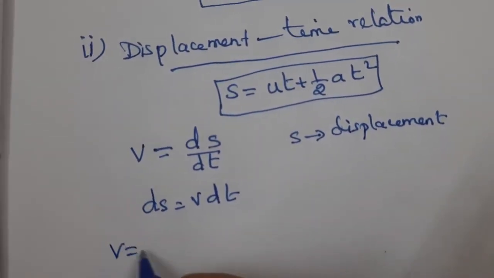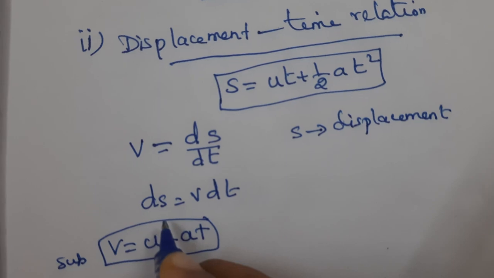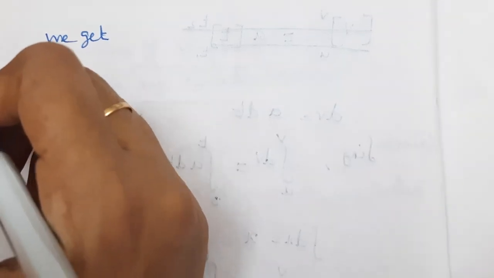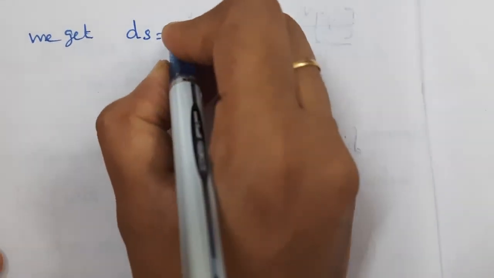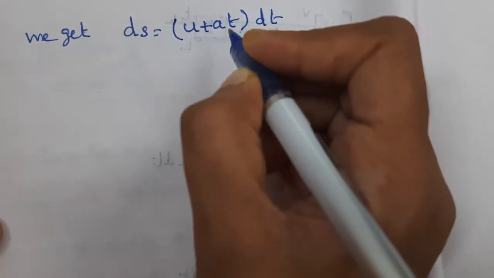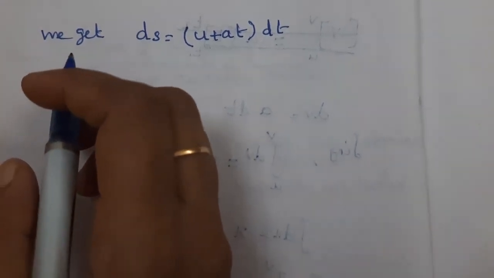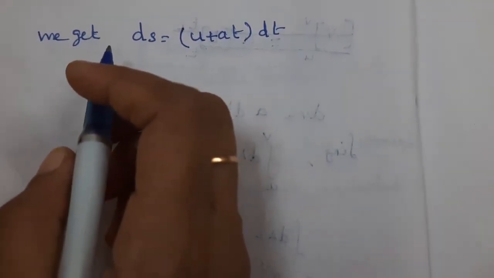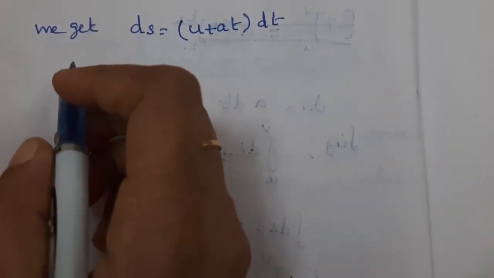Now, substitute v equal to u plus at in this relation, ds equal to v into dt. Instead of v, we substitute u plus at into dt. Here, at time t equal to 0, the particle starts at the origin, and at a later time t, the particle displacement is s. The acceleration is time independent, constant.